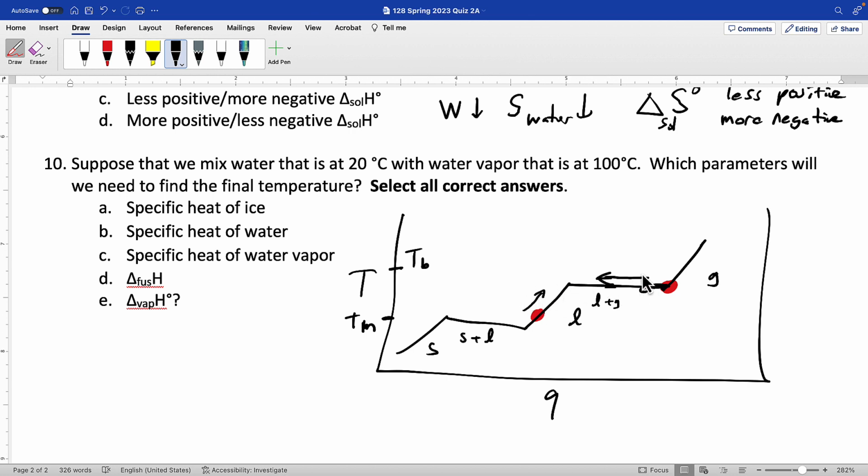We're going to have an mcΔT term over here, and we're going to have an nΔH of vaporization over here. And this is c for liquid water. So we do need the specific heat of water, we do need the heat of vaporization, but we don't need the specific heat of water vapor. Why? Because we're already down at 100 degrees. We can't cool water vapor below 100 degrees. As soon as we try, instead of cooling down in temperature, it just condenses.